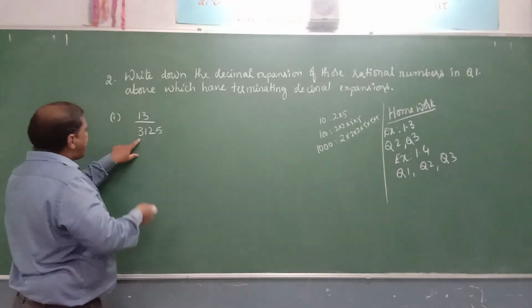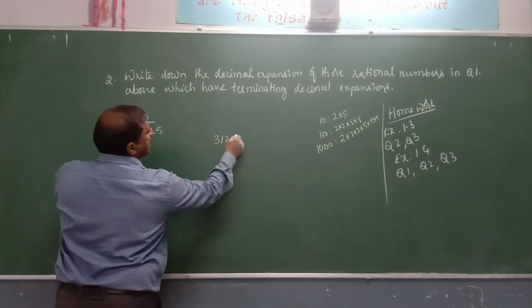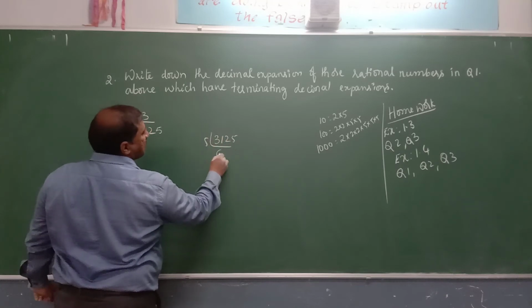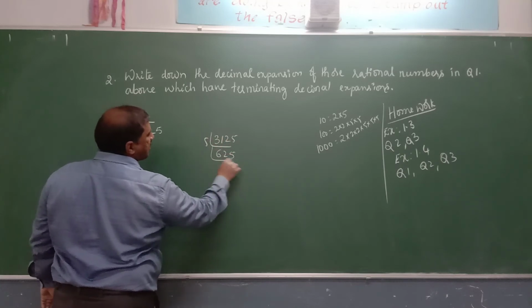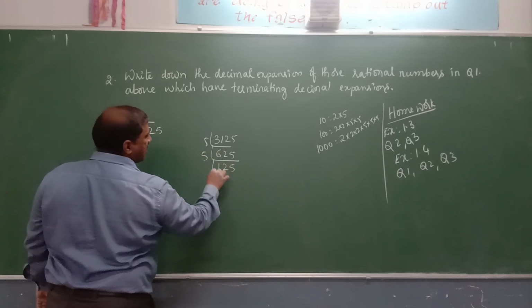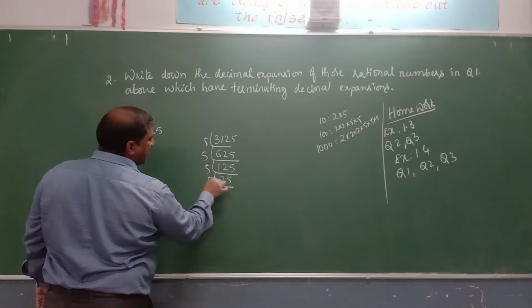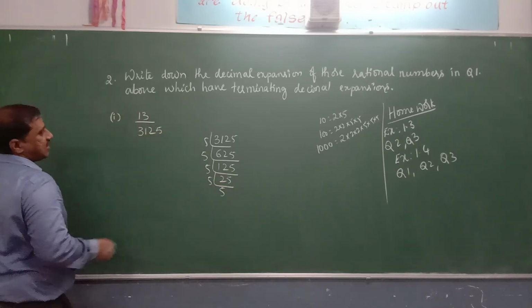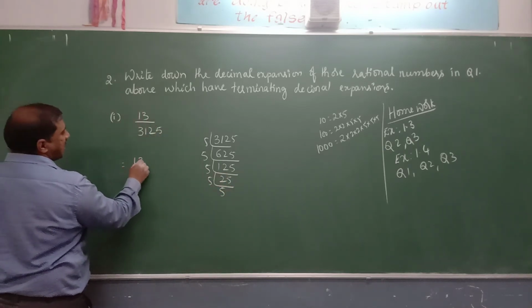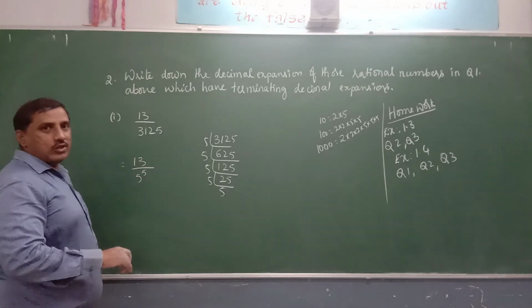So the prime factorization of 3125 we have done. 5 sixes are 5, 5 ones are 5... we got 5 to the power of 5. That is equal to 13 divided by 5 to the power of 5.